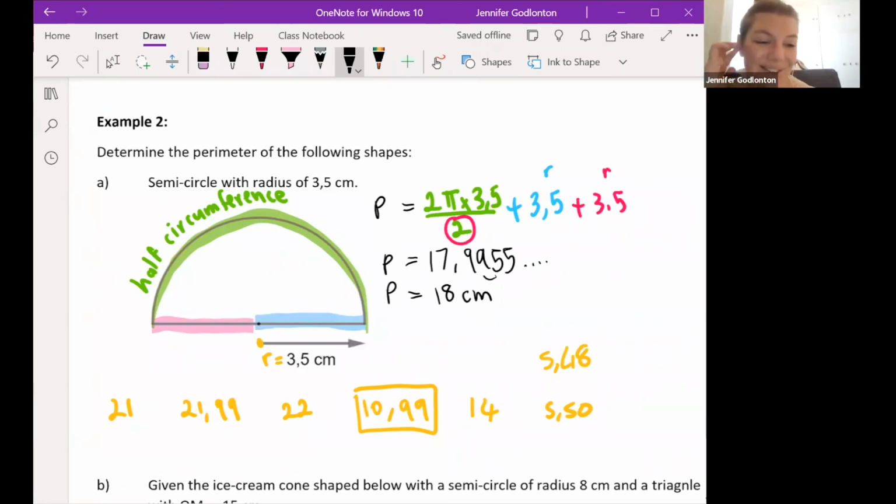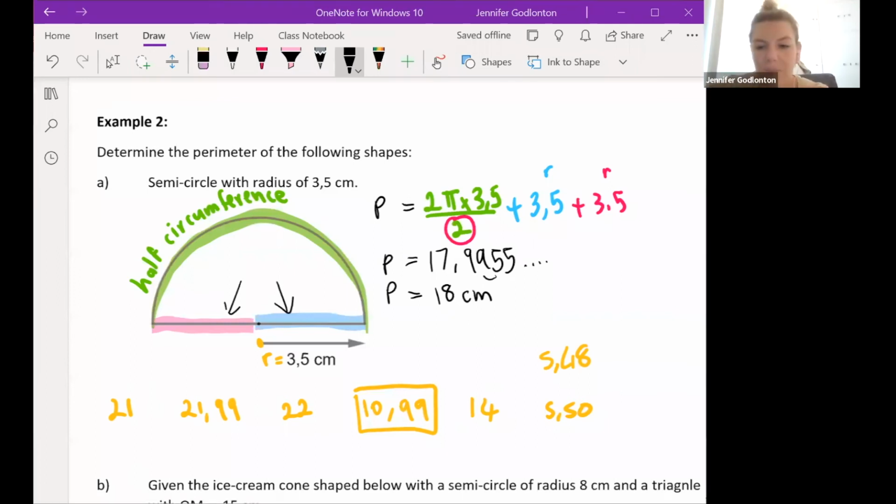Yeah, I told you it was a tricksy one. It was trying to trick you. So I think what a lot of people did was you worked out the full circumference. And then some of you worked out half of the circumference, which was great, but then you only added 3.5. And some of you only worked out half the circumference and you forgot about these guys. So you just gotta be careful with what we're working through here.